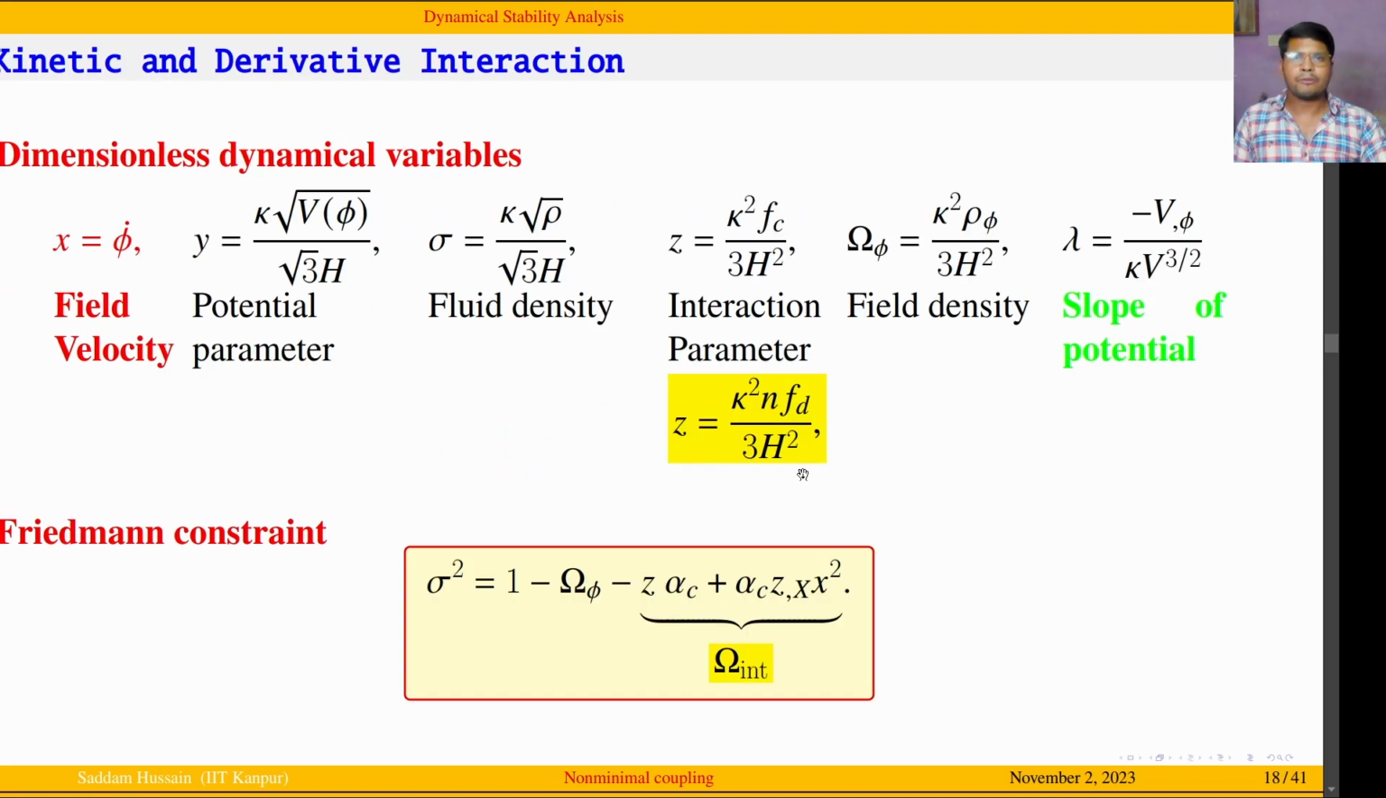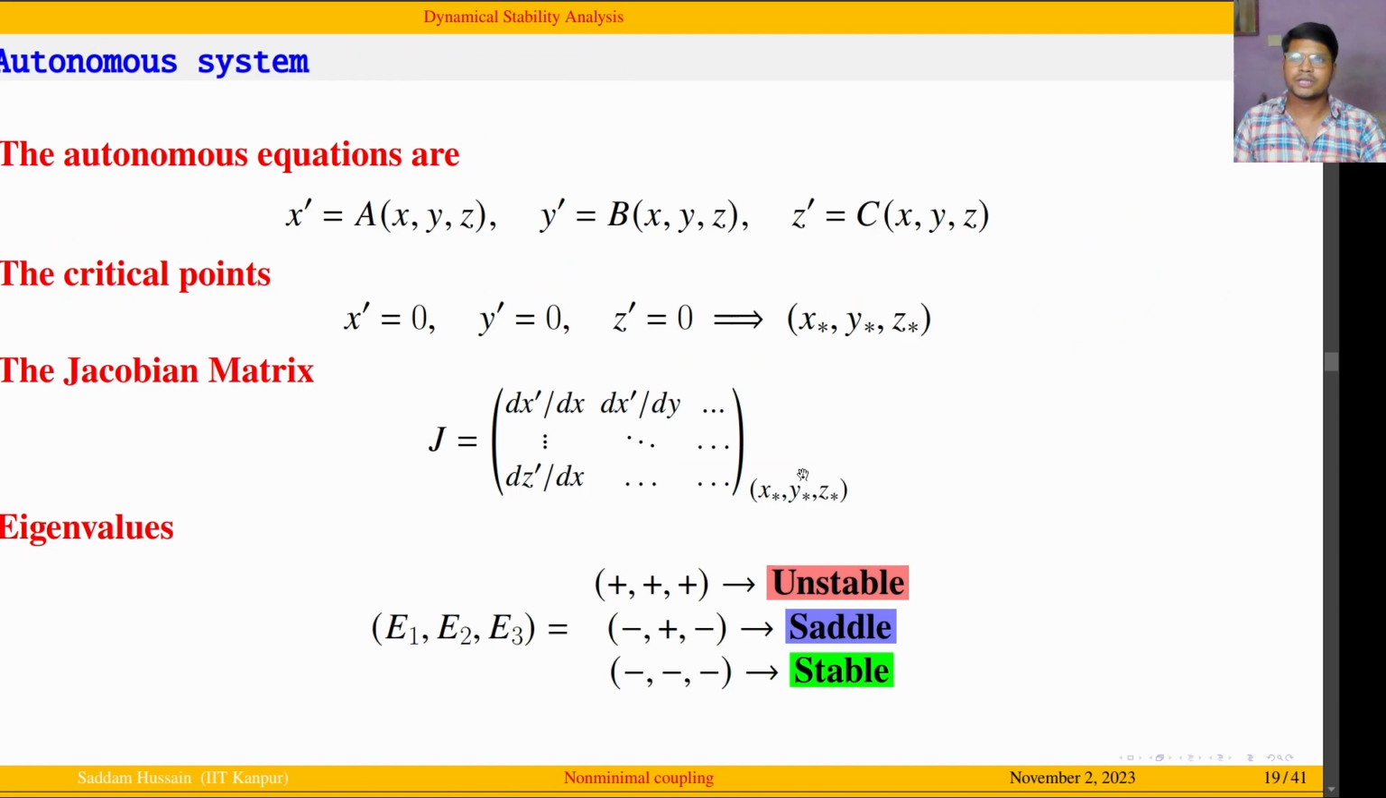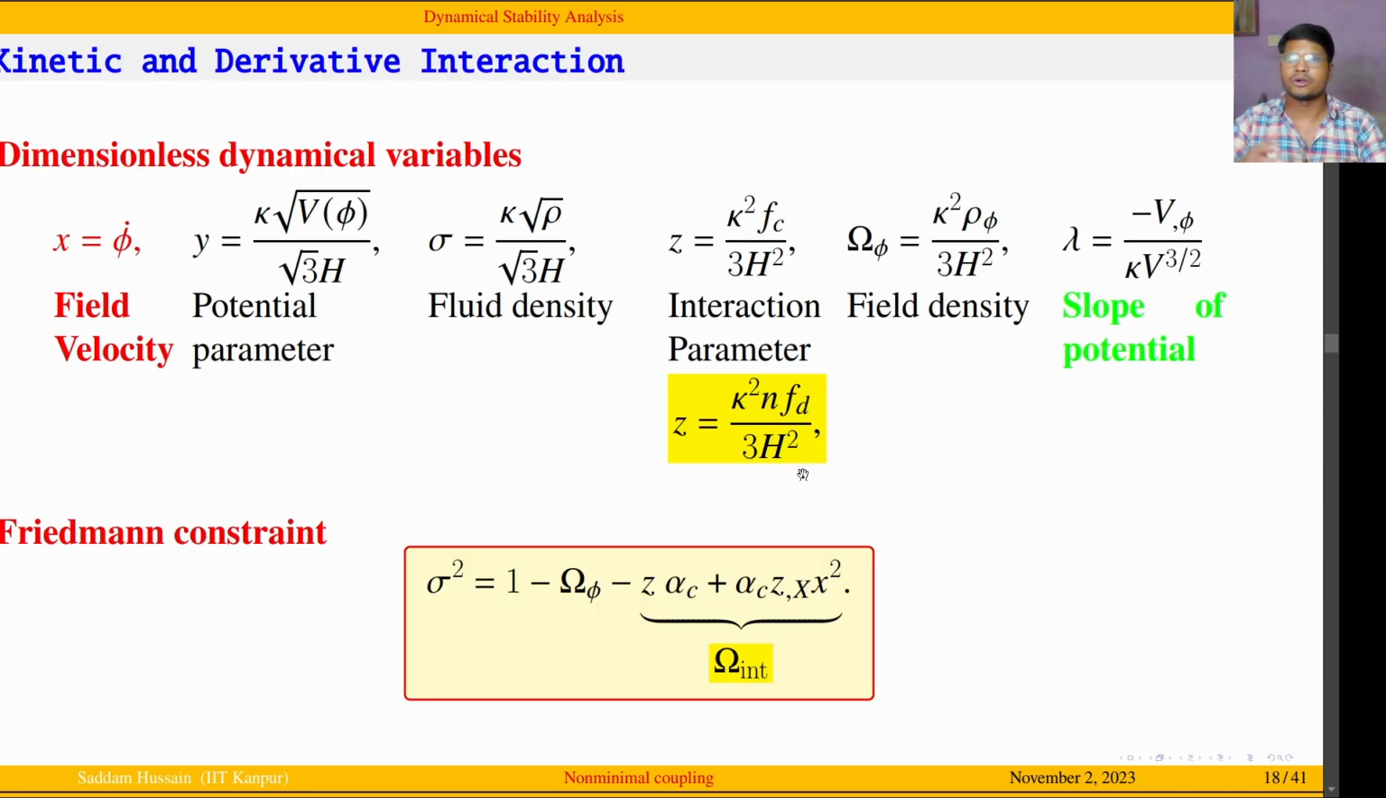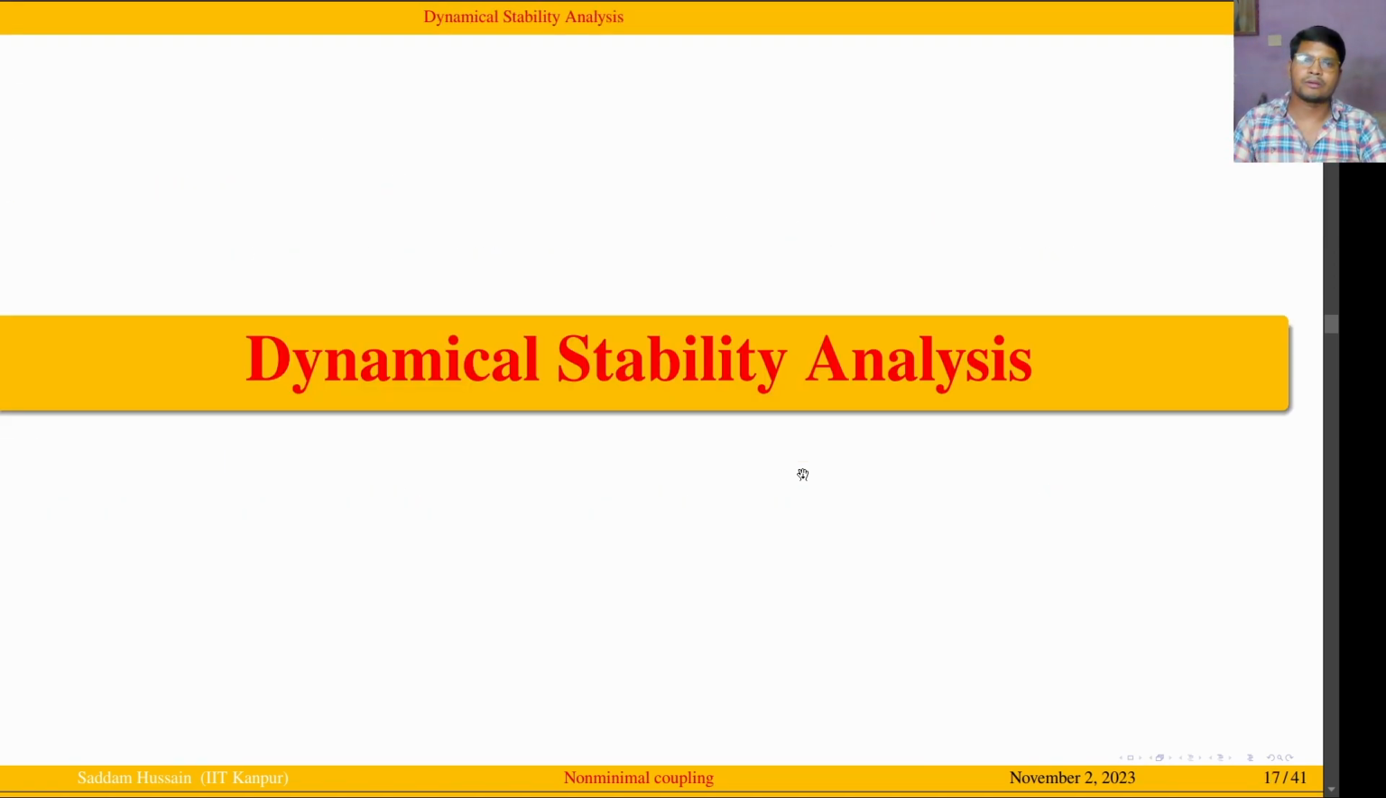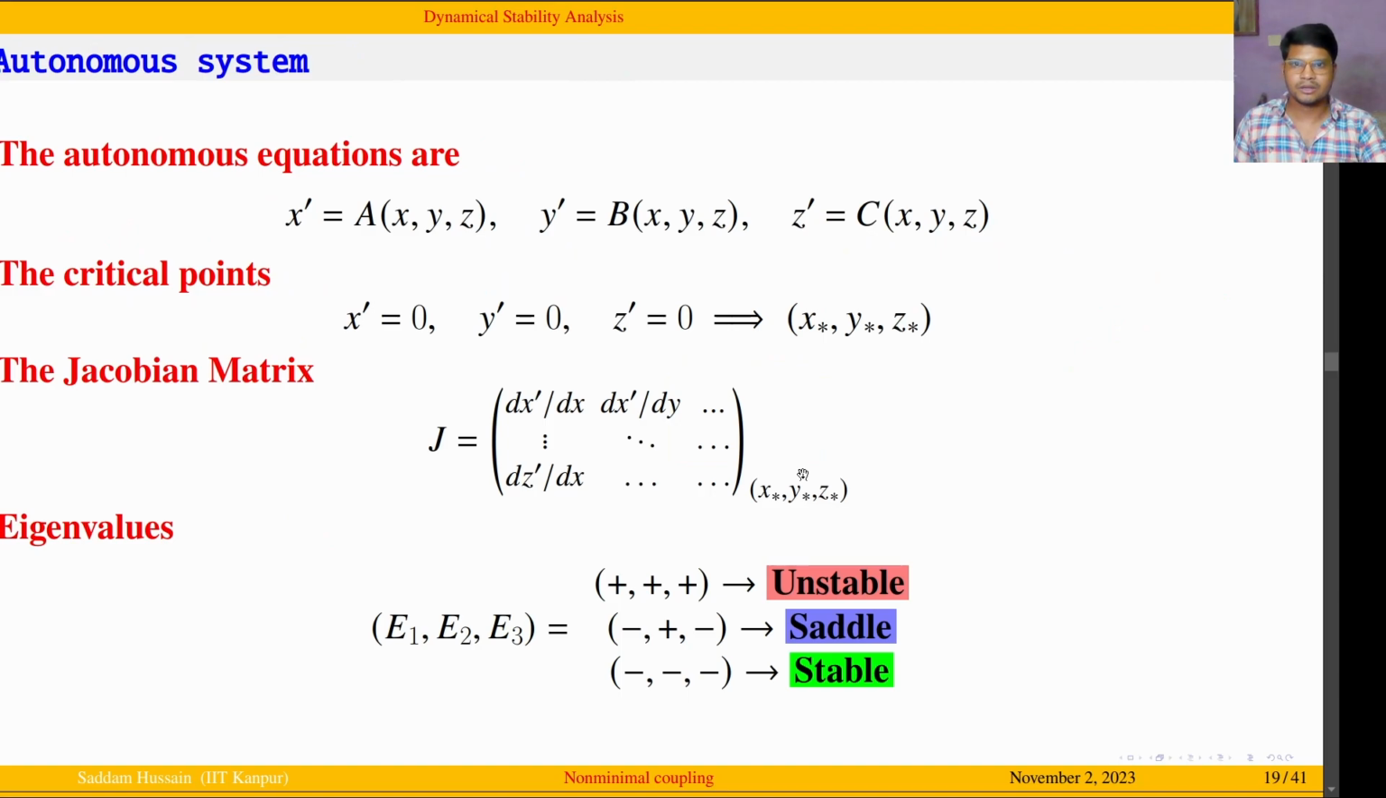After that, when we have already selected our primary variables, x, y, and z, we have to construct an autonomous system. So we can take a time derivative, dx by dt, and again express phi double dot. In this case, x dot is equal to phi double dot. From the field equation, we can express everything in terms of y and z. Similarly, x prime becomes some function a of x, y, and z, and similarly y prime and z prime. So these a, b, c will not explicitly depend on time; they are completely independent of time.